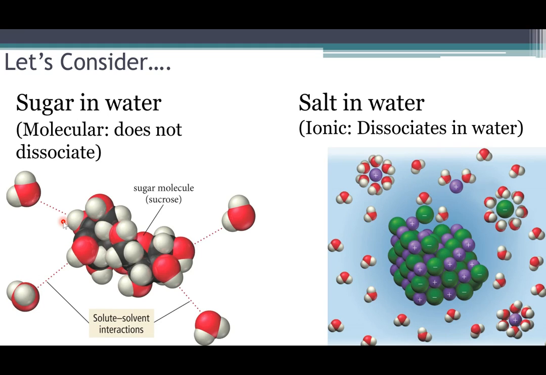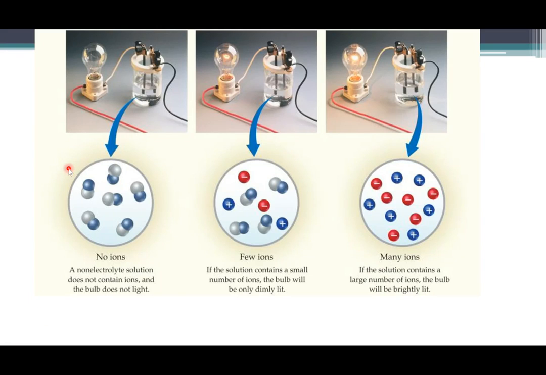So that's the difference between molecular and ionic. Well, what's the difference? How does that change the properties of that solution? So let's look at an experiment, a very common one. So this is our light bulb experiment. So let me just break down this experiment really quickly.